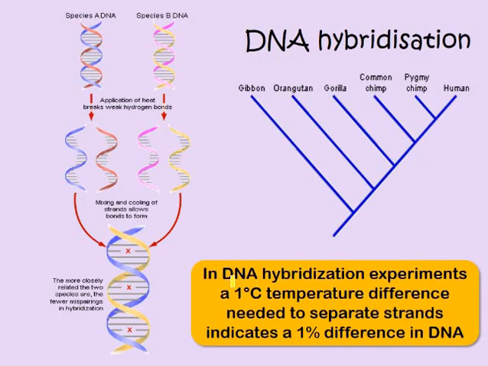Now, in DNA hybridization, this is roughly, but a 1 degree rise in temperature corresponds to a 1% difference in DNA. So the higher the temperature you need to separate out two strands, the more similar it means that the DNA is, because you're having to break more of the hydrogen bonds.